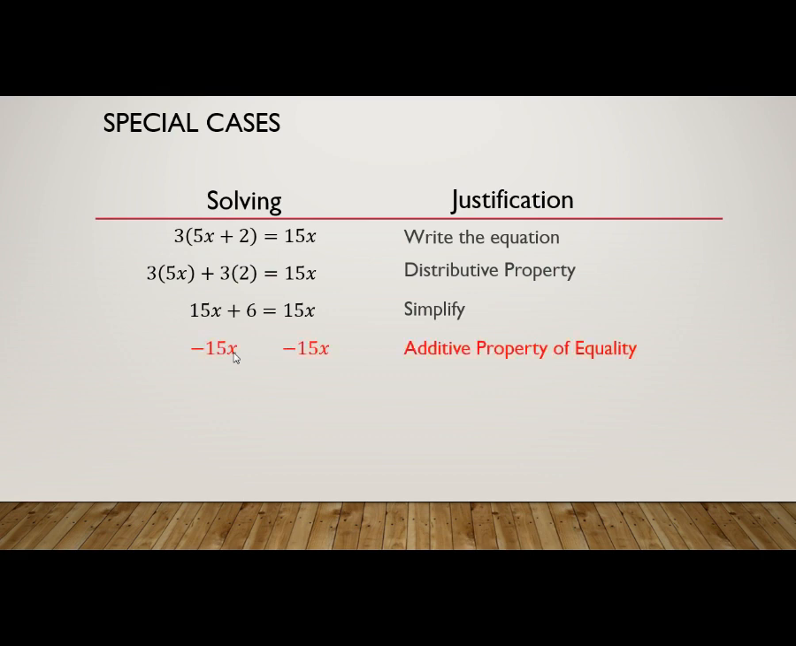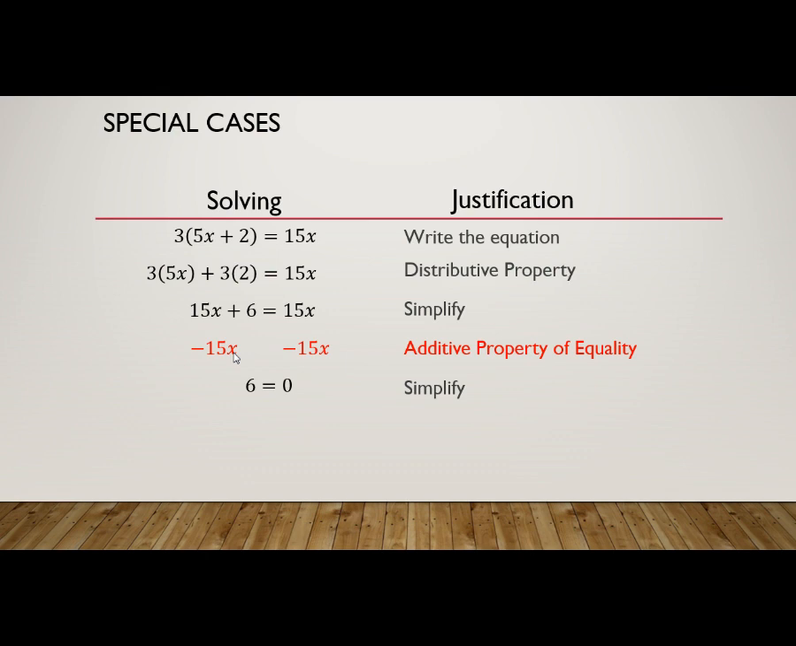So minus 15x from both sides. Now notice both of them were 15x's, so both just got eliminated. 15x minus 15x was 0, and we got those zeros on both sides. And now we've got 6 equals 0. This statement is clearly false. 6 does not equal 0.